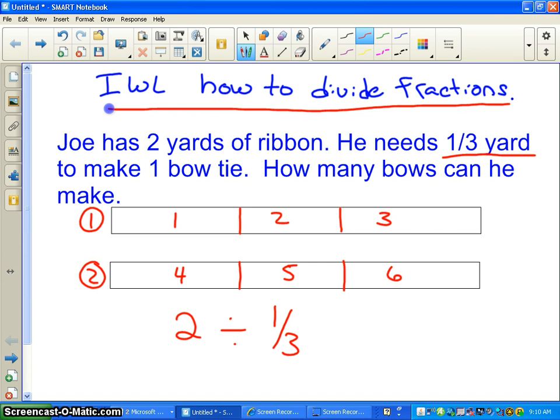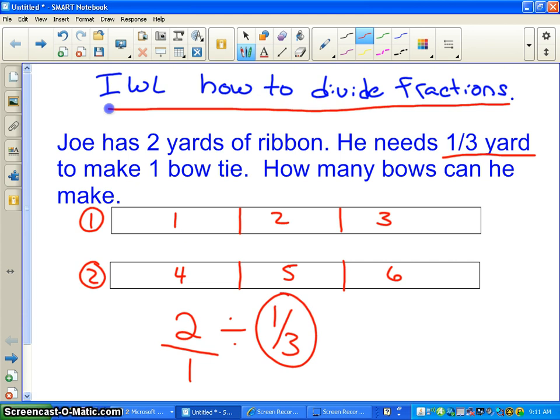Now, we know that 2 is the same as 2/1. When we divide, we know that division is the opposite of multiplication. And I don't know about you, but I like to multiply more than I like to divide. I think it's easier for me. So I'm going to turn this into a multiplication problem. The way we do that is we take the second number, in this case 1/3, and we flip it.